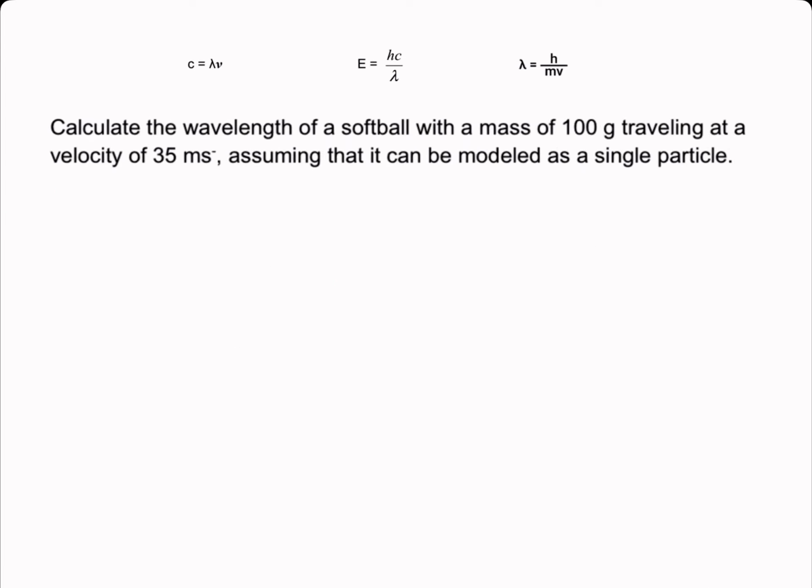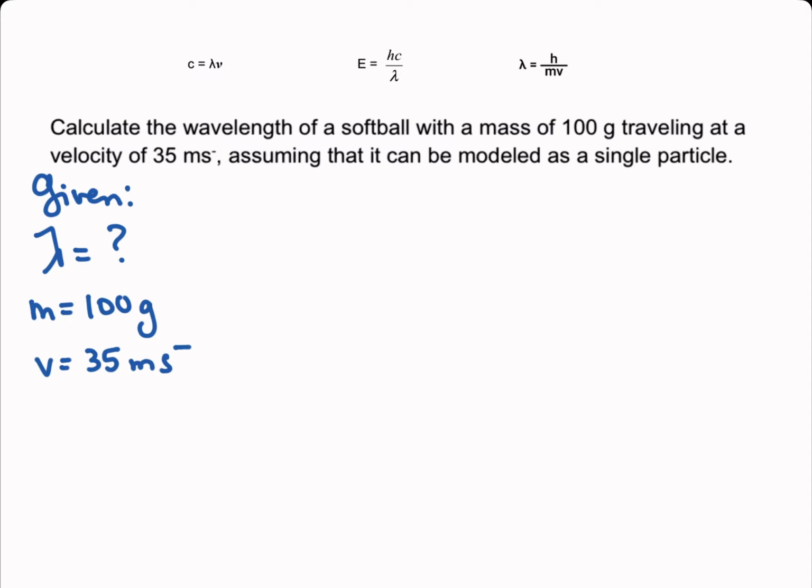Calculate the wavelength of a softball with a mass of 100 grams traveling at a velocity of 35 meters per second, assuming that it can be modeled as a single particle. We need to start off with our given. Calculate the wavelength, that's the question. Mass of 100 grams. Mass equals 100 grams. And it's giving me velocity. And I'm going to go ahead and list Planck's constant.